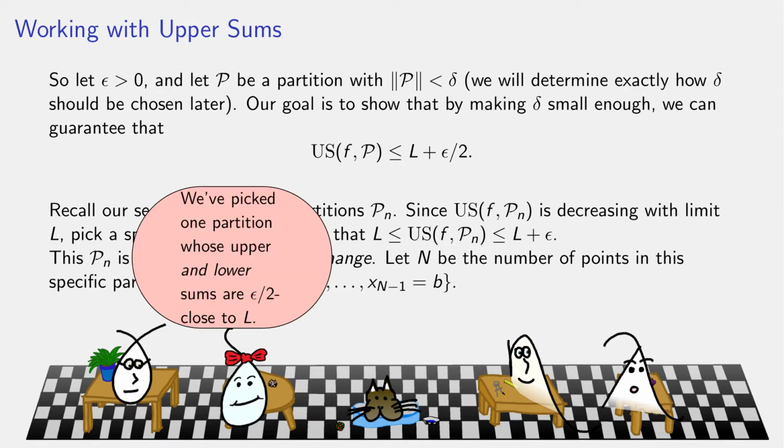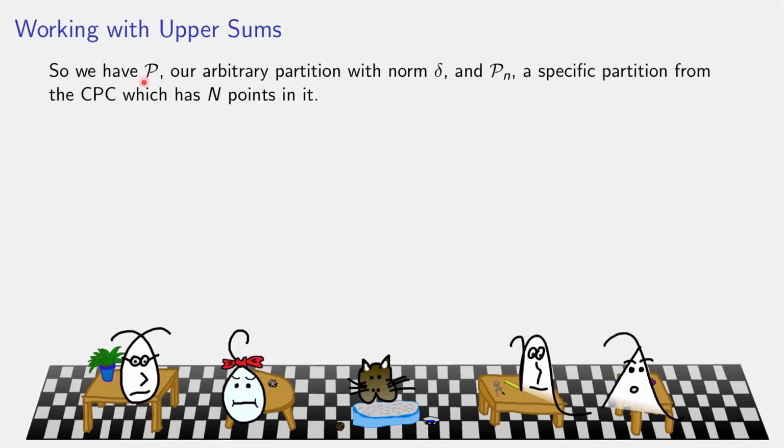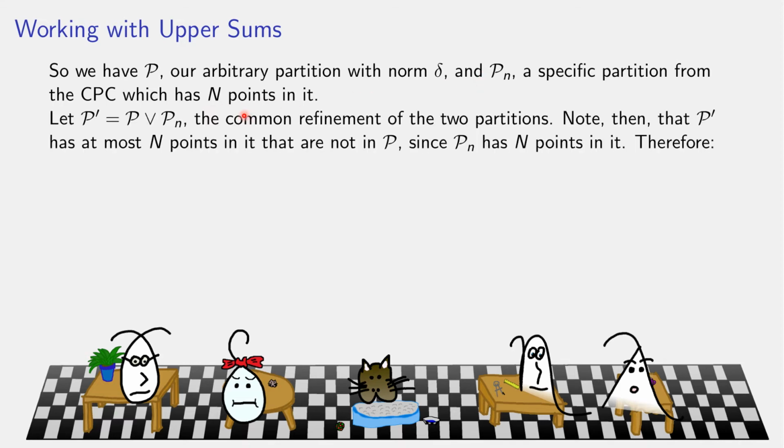Right, so we have to be pretty careful about what's what here. P is one specific partition we picked, okay? P sub n is now from our original sequence of partitions given by the closed partition criterion. So P is our arbitrary partition with norm delta. We're going to later on fix what this delta was. P sub n is a specific partition which has capital N points in it.